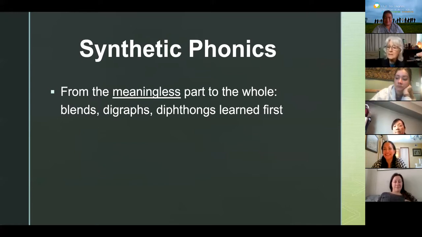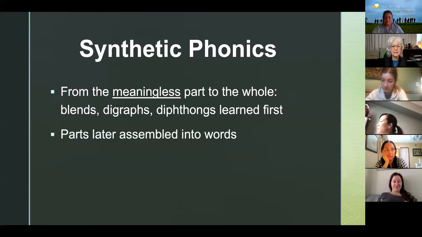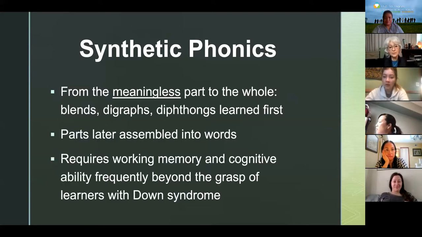Another problem is that, I love this quote from Glenn Doman. Reading is a brain function. Phonics, spelling is a set of rules. And if we're going to expect our kids to remember sets of rules about phonics, well, good luck. It's just so much less painful to go with analytic phonics. Okay, so those parts are later assembled into words.